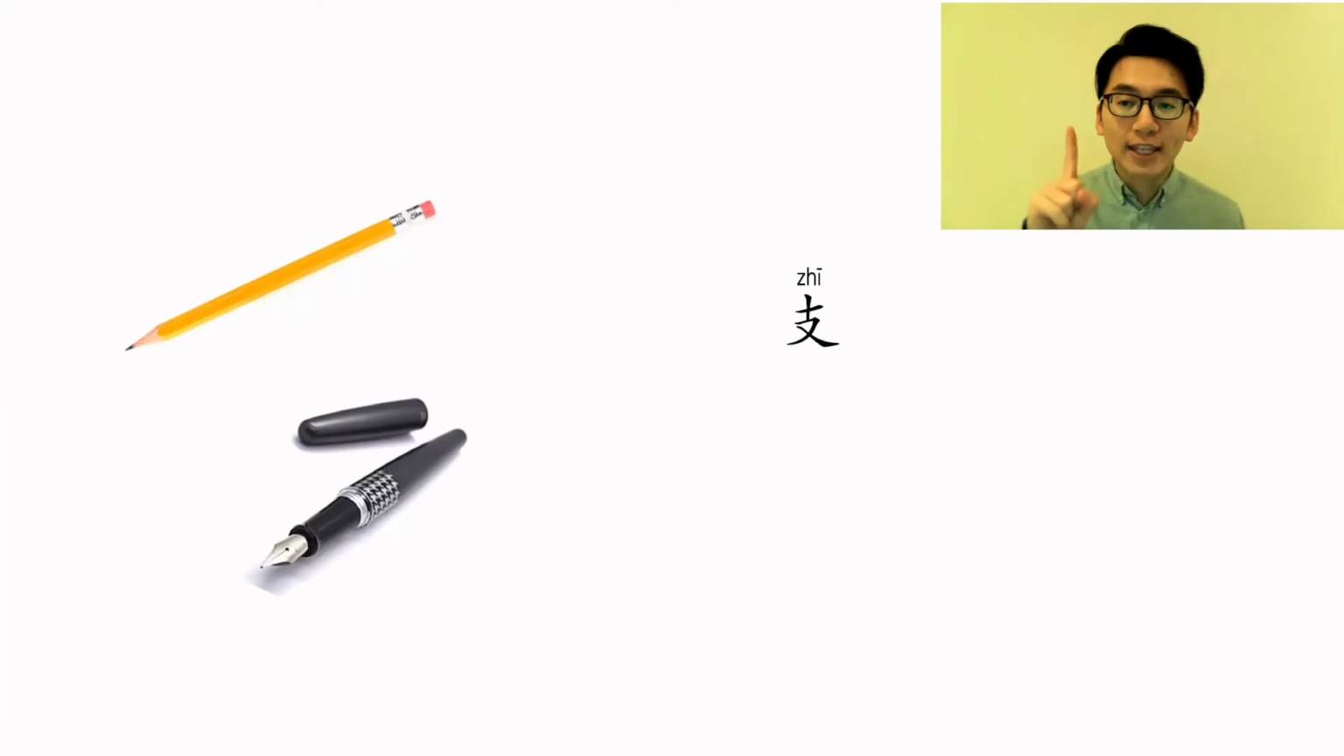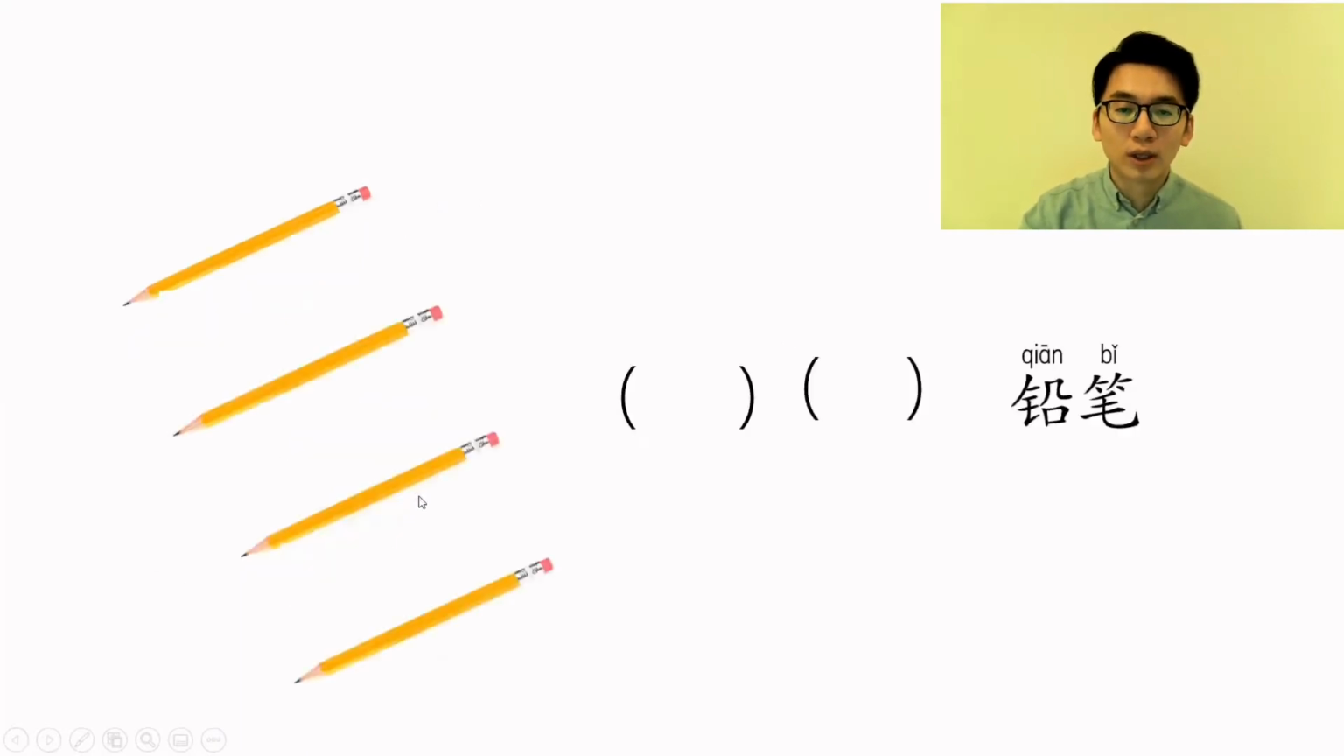跟我读一支铅笔。非常好。How to say a fountain pen in Mandarin? A fountain pen in Mandarin is 一支钢笔。Please repeat. 一支钢笔。非常好。So 支 is the measure word for 铅笔 and 钢笔。Okay.